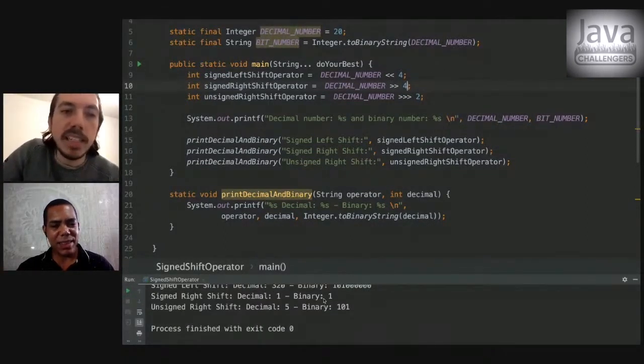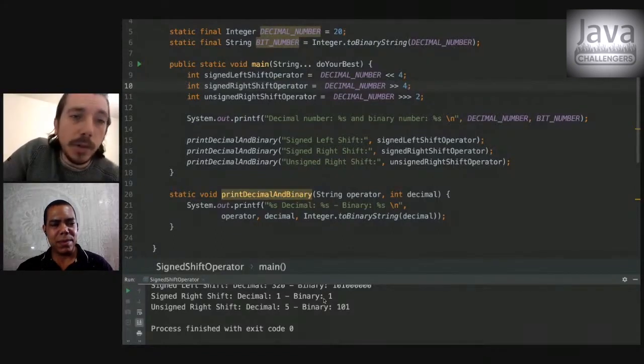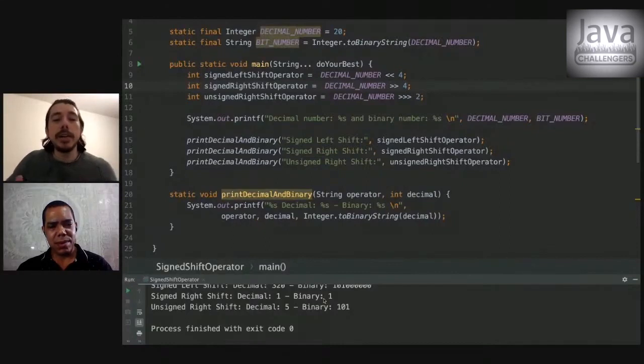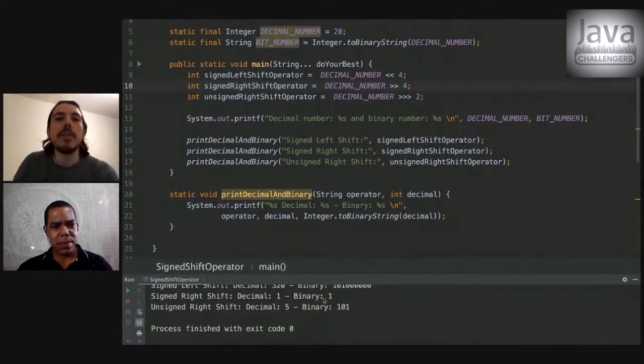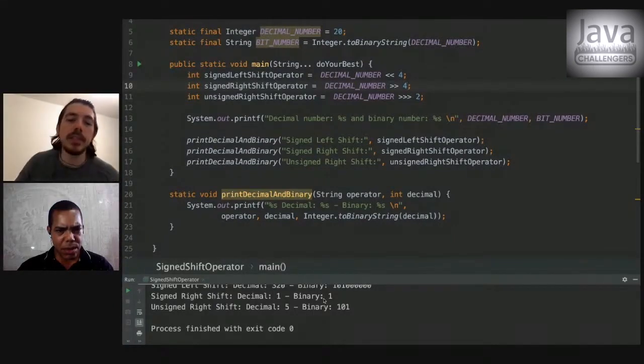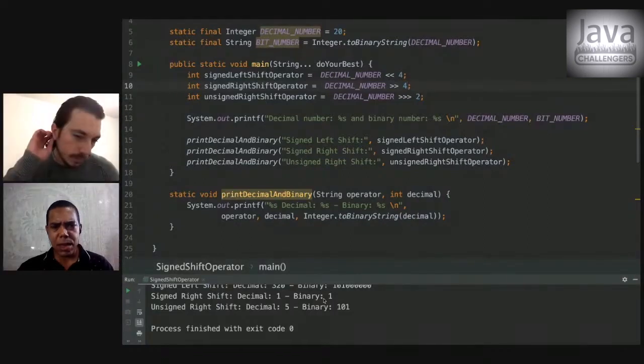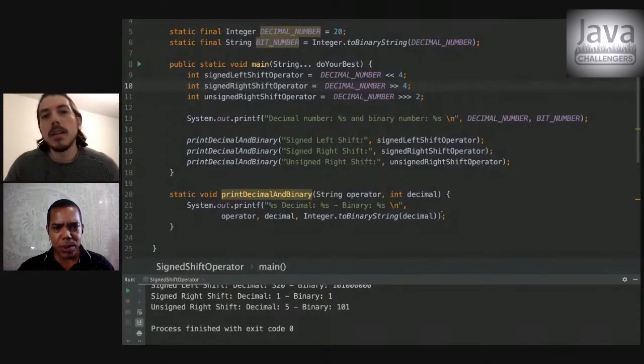Exactly. But the idea is that the left shift operator will double the decimal number and will shift the binary number to the left. So the left shift operator will have the double of the value, and the right shift operator will bring the half of the number, and it will shift the binary numbers to the right as well. And about the unsigned, it has the same proportion.